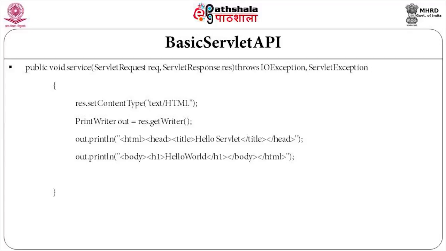And then on this out object we will say out.println, within double quotes is the HTML content, which will be HTML, then head, then title, title can be hello servlet, and then slash title slash head. Next line we can put out.println again, and in this we will say body, and we can put simple h1 hello world slash h1 slash body slash HTML, out.println this, and that is it. The service method is over.